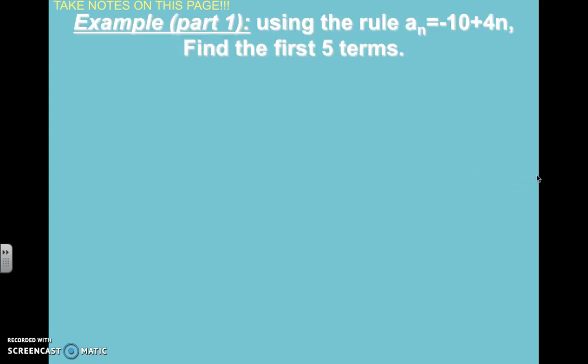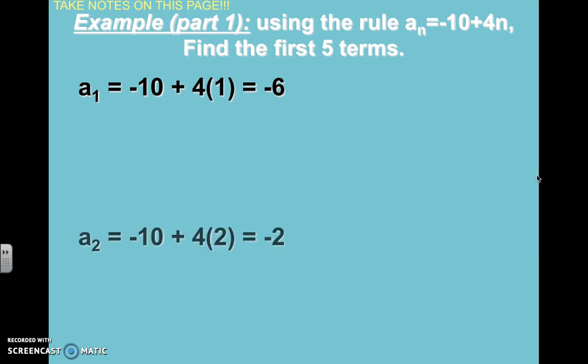Okay, write this example down as well. We're going to use the rule a sub n equals -10 plus 4n to find the first 5 terms. You are simply going to plug in the numbers 1 through 5 and get answers. So a sub 1 is negative 10 plus 4 times 1, and that's equal to negative 6. This is just like plugging in x to a function f of x, okay? So you're changing the n's to the number instead of changing x to the number.